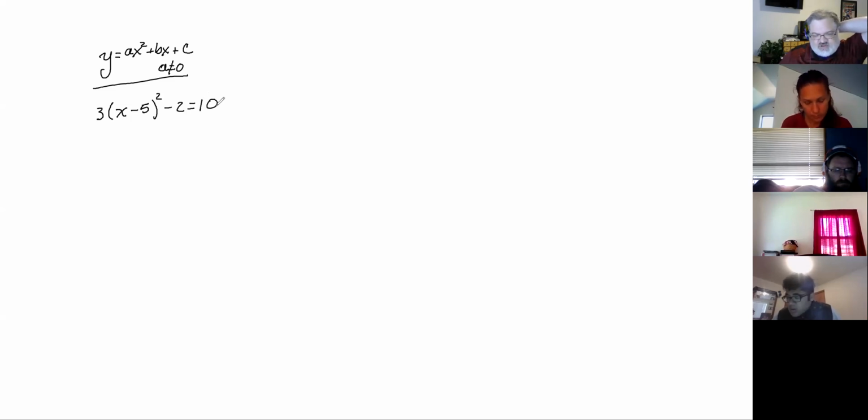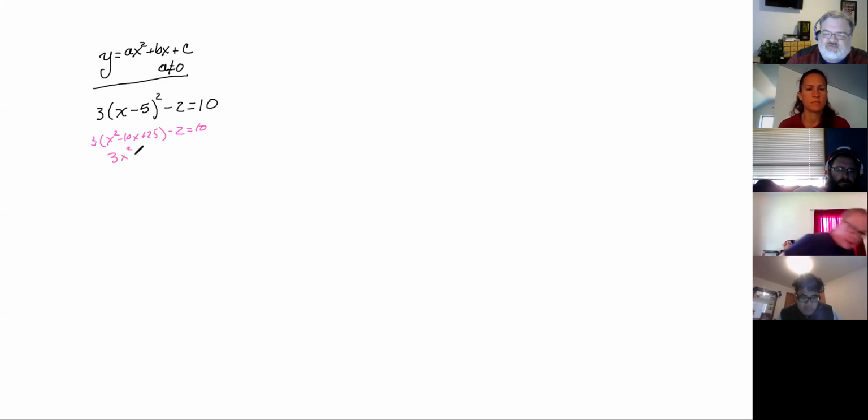Now, we could approach this or solve this problem in a couple of different ways. A lot of people coming out of, particularly coming out of Math 95 and Math 65, often what people want to do is take this and start multiplying all this out. They'll FOIL this out and get, the 3 times x squared minus 10x plus 25 minus 2 equals 10, and distribute the 3, get 3x squared minus 2 equals 10.